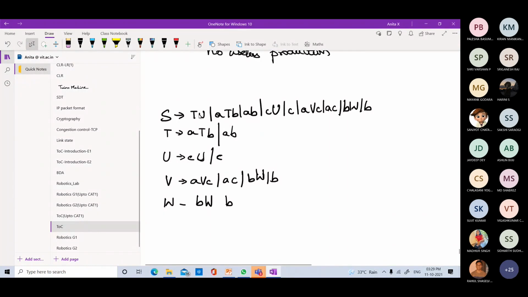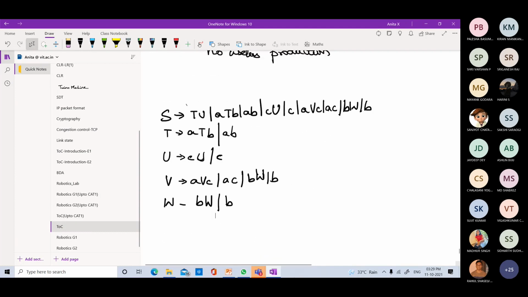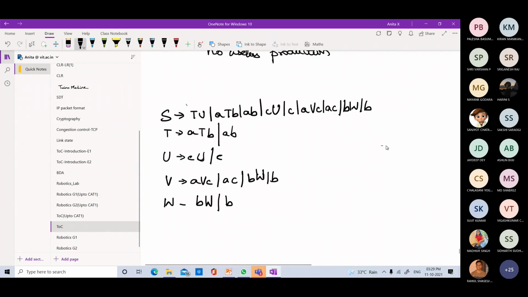Okay, so when you check here, you can see, yes, this is in Chomsky, this is in Chomsky, this is in Chomsky, this is in Chomsky, right? So please make a note. The production should take the form A derives BC or A derives a. So I can either have two non-terminals on this side or only one terminal on this side. Okay, so this is Chomsky normal form.